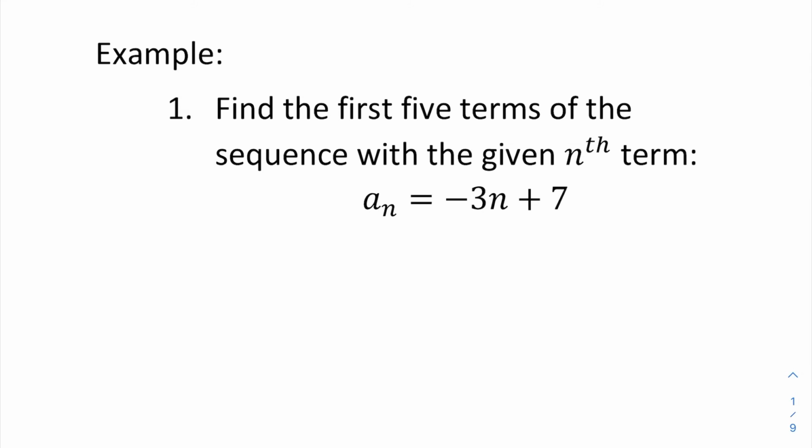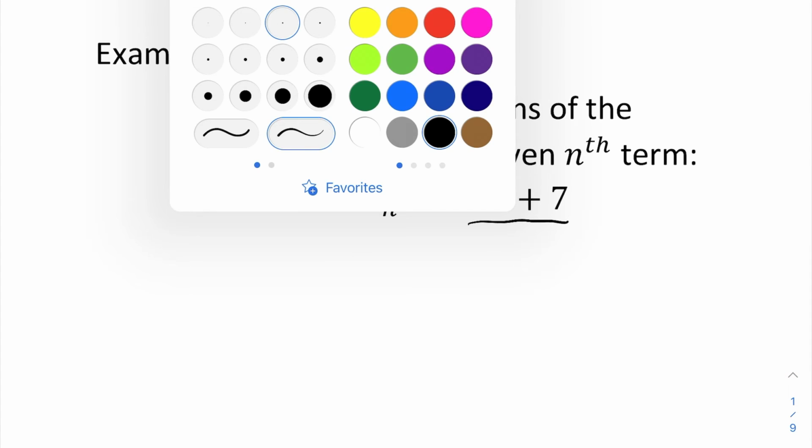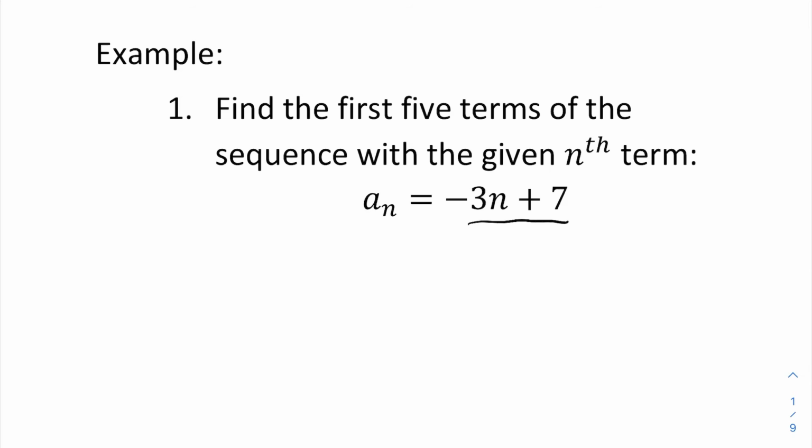Find the first 5 terms of the sequence with the given nth term. So here we have a rule for finding the values of a function, and what they want us to do is find the first 5 terms by plugging in 1, 2, 3, 4, and 5 for n. So for instance, a1 is -3, and now I'm replacing n with 1, plus 7. So a1 is -3 plus 7, which is 4. That's the first term.